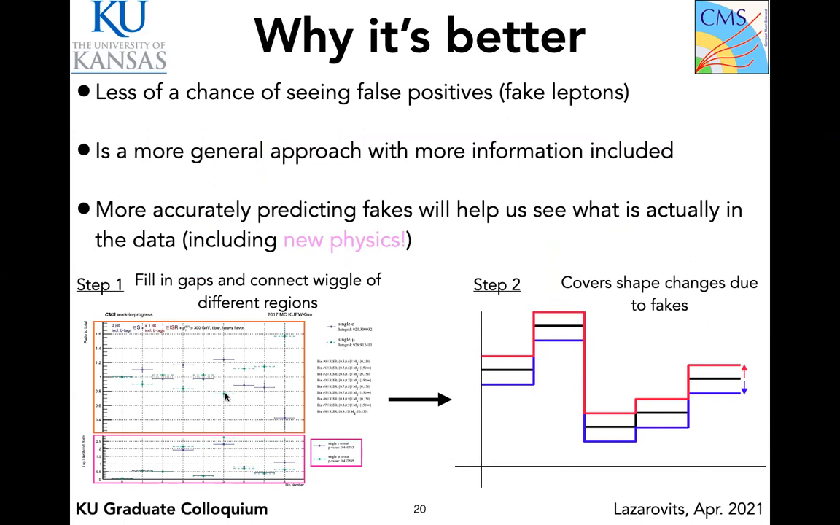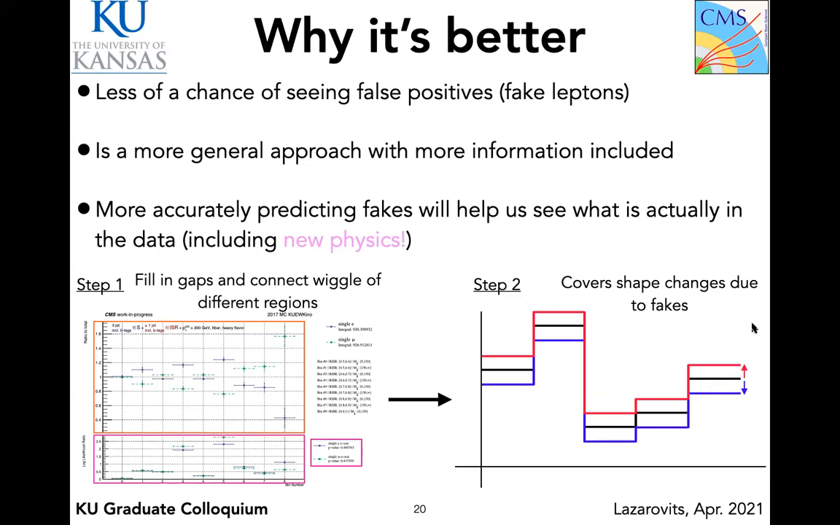What we want to do is first compare different shapes across histograms, use that to create a consolidated shape, which will fill in gaps. So it'll help us improve our statistics. And then it'll also connect the wiggle of different regions or different bins. And then we do that wiggle or that simulated variation on top of the central value histogram to more accurately predict the uncertainty in the fake leptonic background.